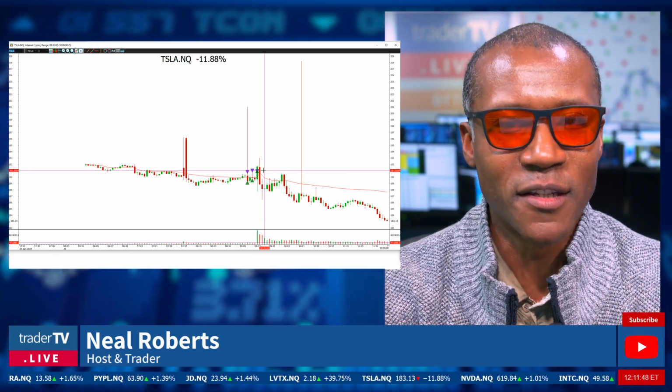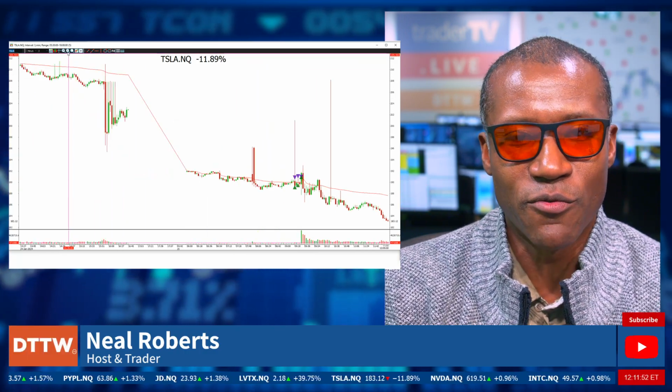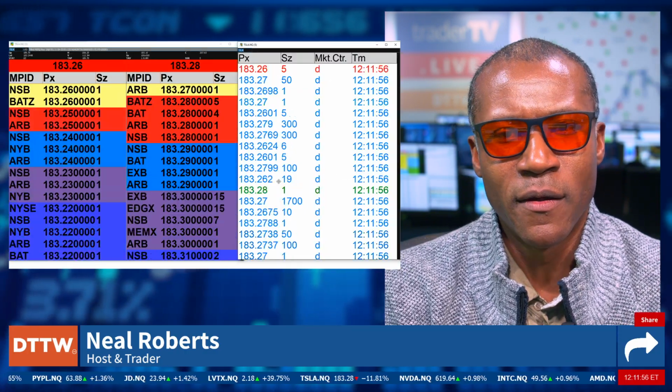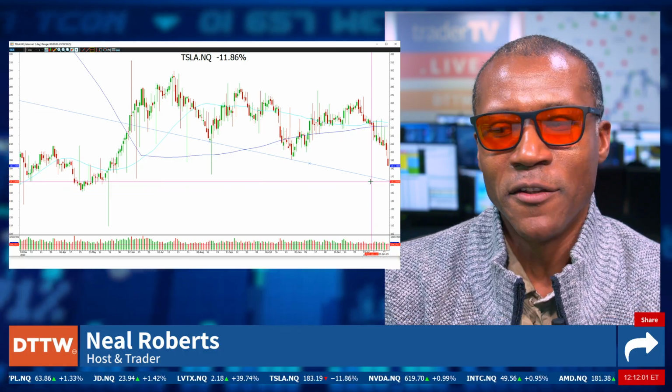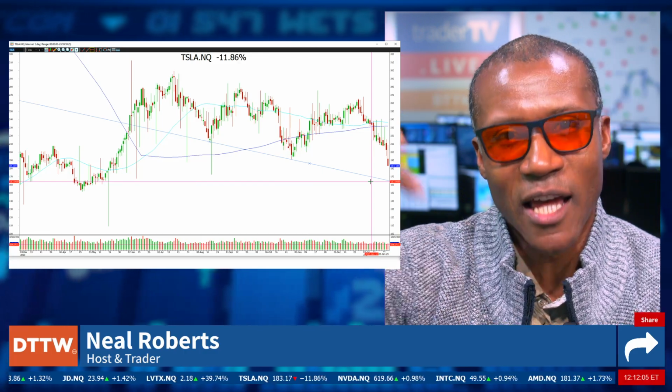So a couple of things to consider with this. It's a false break up, but it is with the general direction of both the trend overnight, post-earnings. It's also the daily trend was to the downside on Tesla. So you're going with the grain when you're taking this false breakout to the downside when it comes back under.